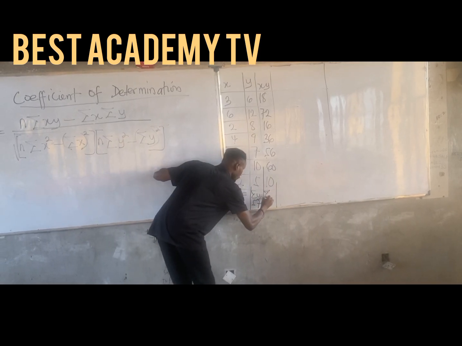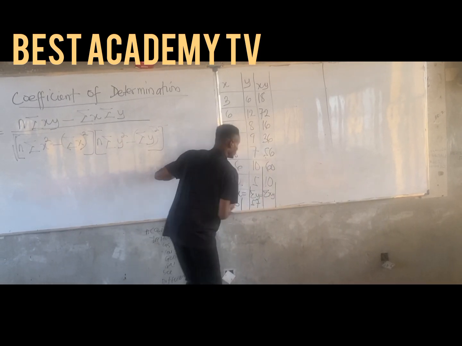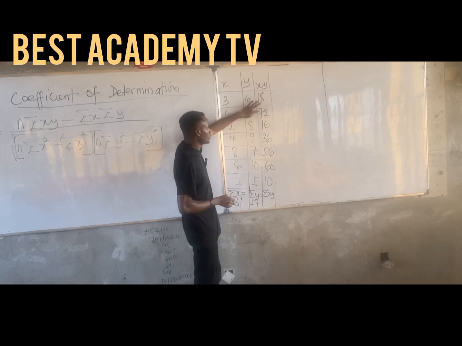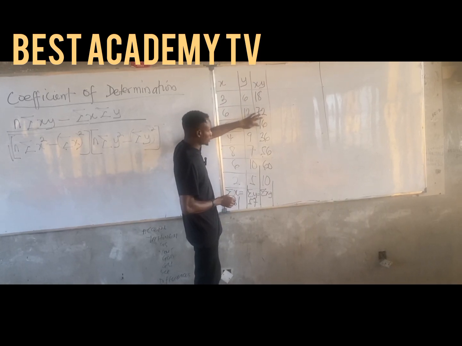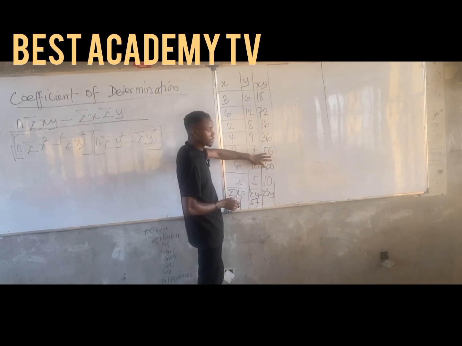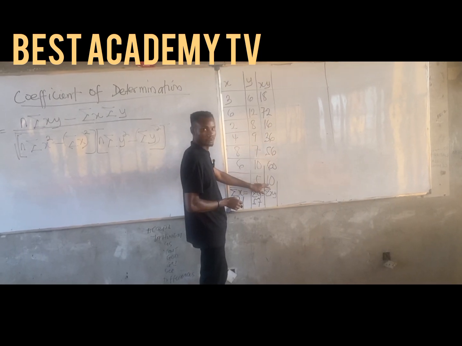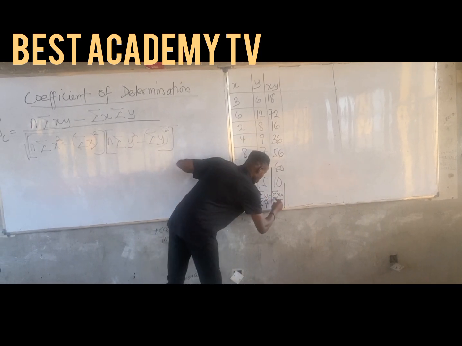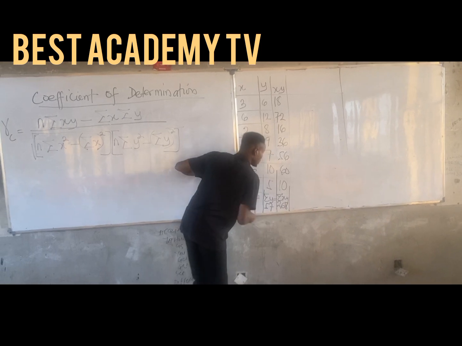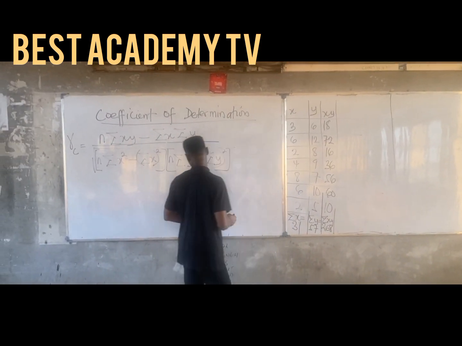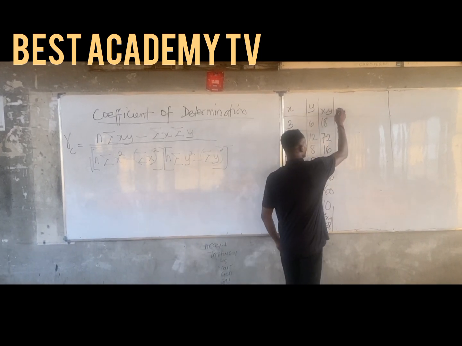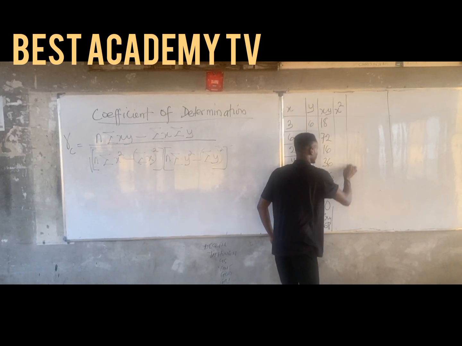So the sum of SY will be, let's punch our calculator, 18 plus 72 plus 60 plus 36 plus 56 plus 60 plus 10. That is 268. Please take note, 268. So let's go back to the formula again to know what is left. Okay, S squared. Let's get S squared here. Now S squared here, please take note.